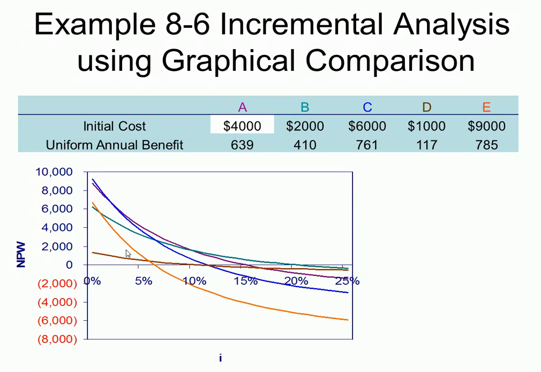So you can see this is B here, and it intersects D somewhere there. And then we compare next B with A. So B would be the defender, and A would be the challenger, and so on, right? Of course, if B is going to be better than D.